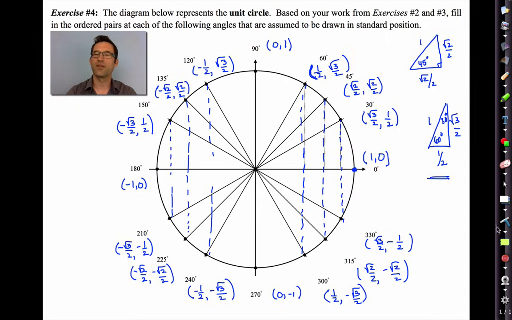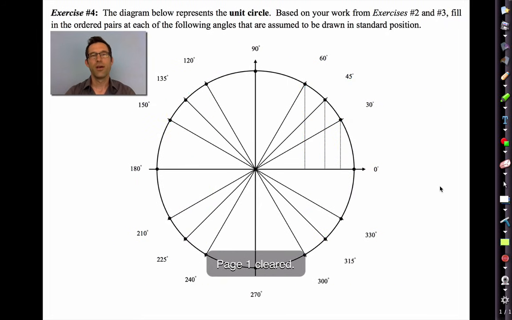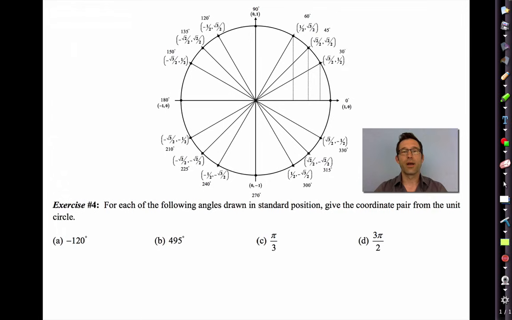Okay, I'm going to clear out the text. Thankfully, I'm not going to redo that diagram every time. There it is. Okay, I know it's a little bit smaller, but hopefully you can see it on whatever screen you're watching this video on. Okay, it's got all those coordinate pairs. Now, exercise 4 says, for each of the following angles drawn in standard position, give the coordinate pair from the unit circle. All right, so I'm not going to say, hey, 135 degrees, because you'll just look at the unit circle and say, there it is.